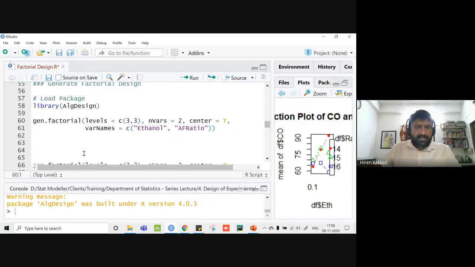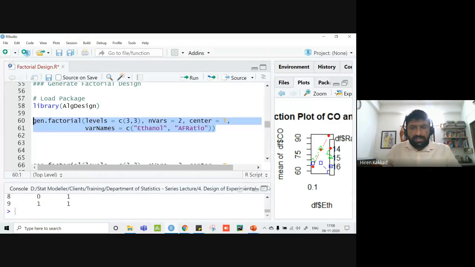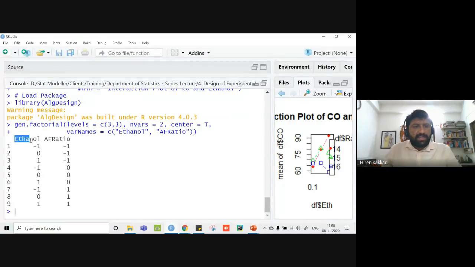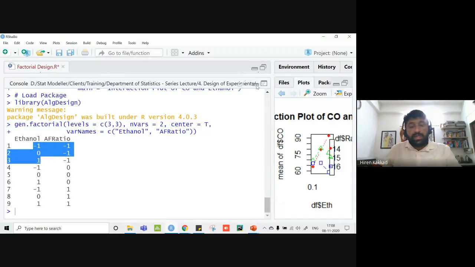Now let me run this particular function. What it is suggesting is this ethanol AF ratio, so 0, -1, and 1. That kind of thing is taken. So -1, 0, and 1. So there are 3 levels. So that is why it is taking -1, 0, and 1.